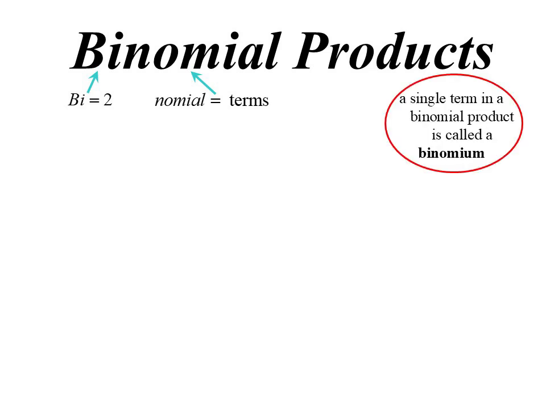Binomial products then. Binomial. Bi, of course, meaning two. Nomial, loosely meaning terms. So we're talking about playing with things that have two terms. In fact, I don't know if you know this or not, but a single term in a binomial is, of course, a binomium. That's the singular. But anyway, something like that.